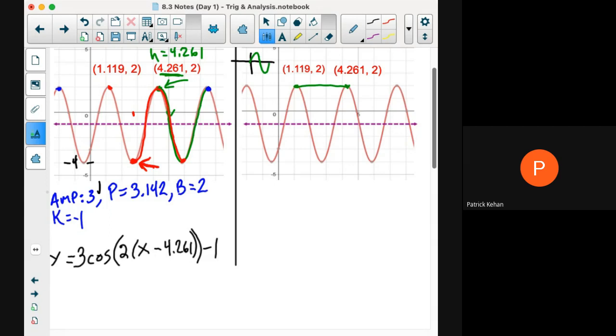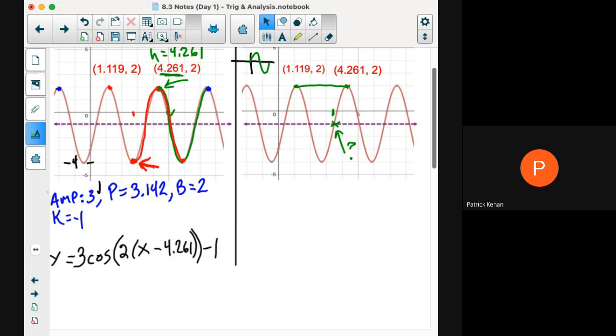I'm looking at this and I'm noticing that a good starting point here might be right here, right? But how do I find that x value on the x-axis? What is this x value right there?